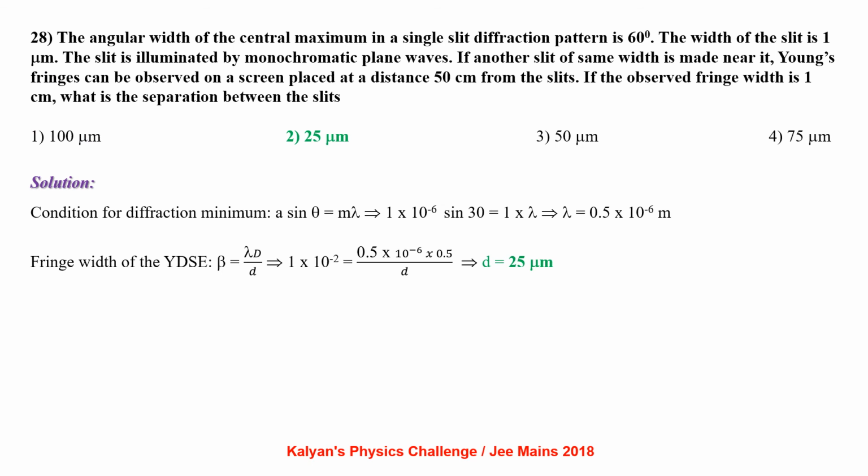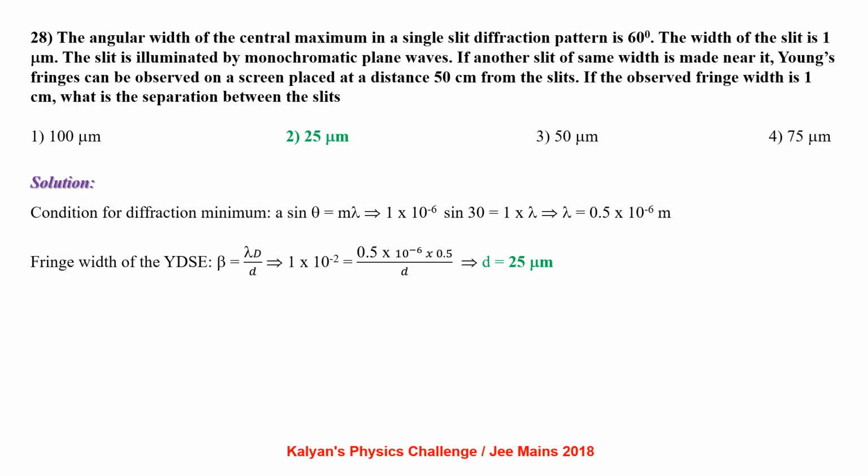The angular width of the central maxima in a single slit diffraction pattern is 60 degree. The width of the slit is 1 micrometer. The slit is illuminated by monochromatic plane waves. If another slit of same width is made near it, Young's fringes can be observed on a screen placed at a distance of 50 cm from the slits. If the observed fringe width is 1 cm, what is the separation between the slits?